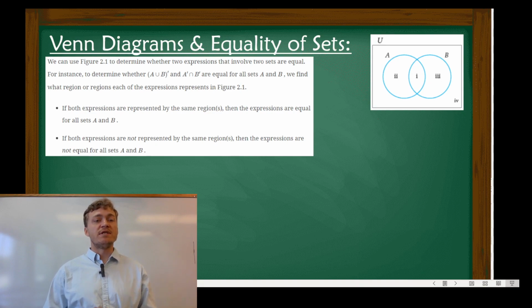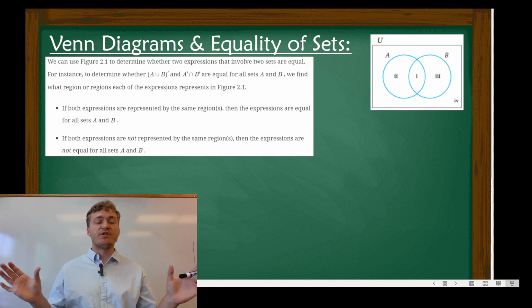And we will use this along with our following examples to determine if two expressions are equivalent to one another. So the Venn diagram is our visual aid to determine if two expressions are actually representing the same set.